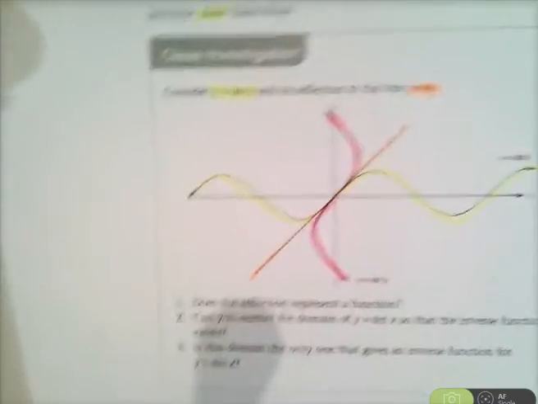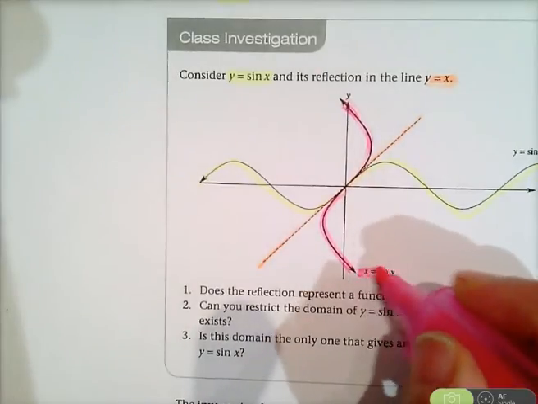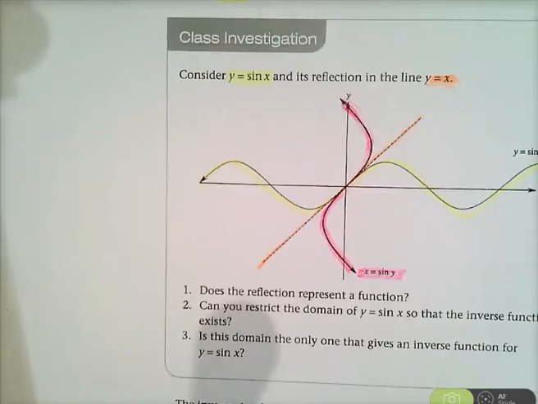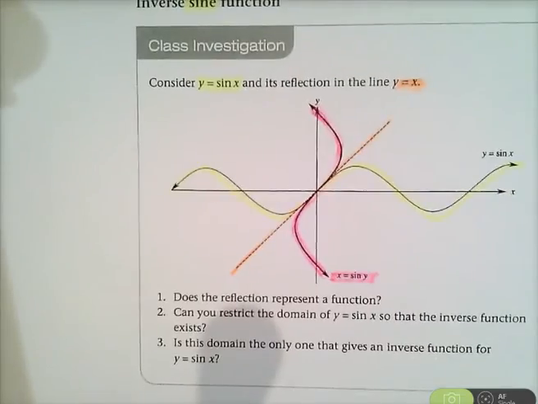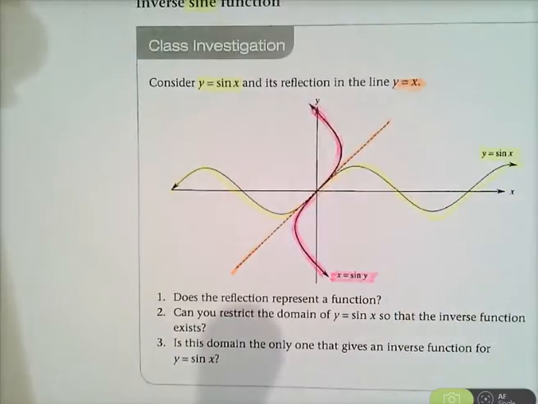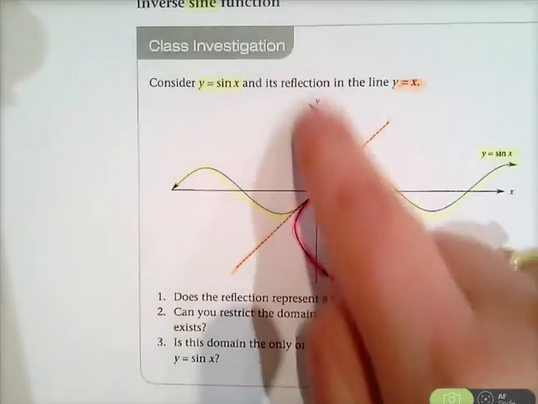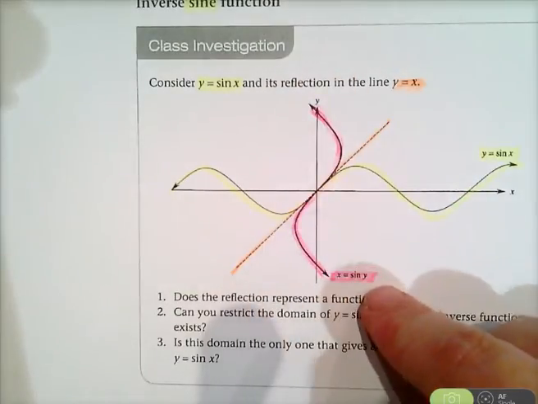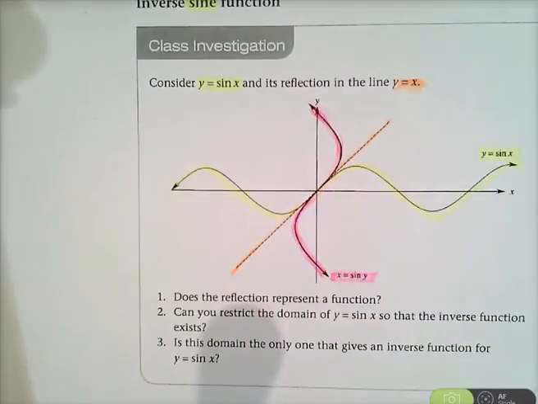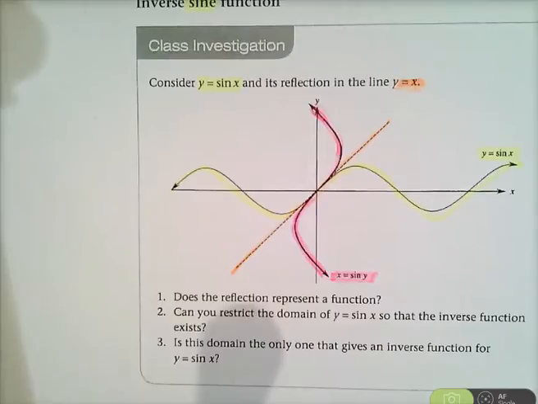Now, we can see that this inverse sine function, which is labelled here as x equals sine y, okay, so we've got x equals sine y. The yellow one, the original function, is y equals sine x. We can see that y equals sine x does not pass the horizontal line test, and so therefore x equals sine y, which is the inverse function, will not pass the vertical line test. So this x equals sine y is actually an inverse relation, not an inverse function.